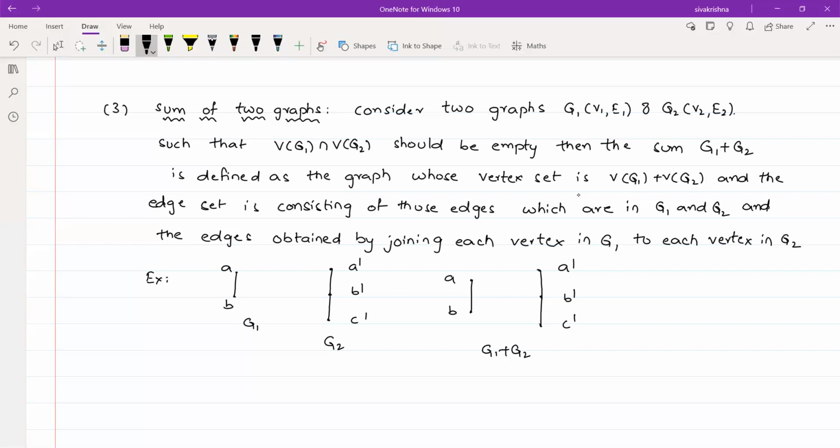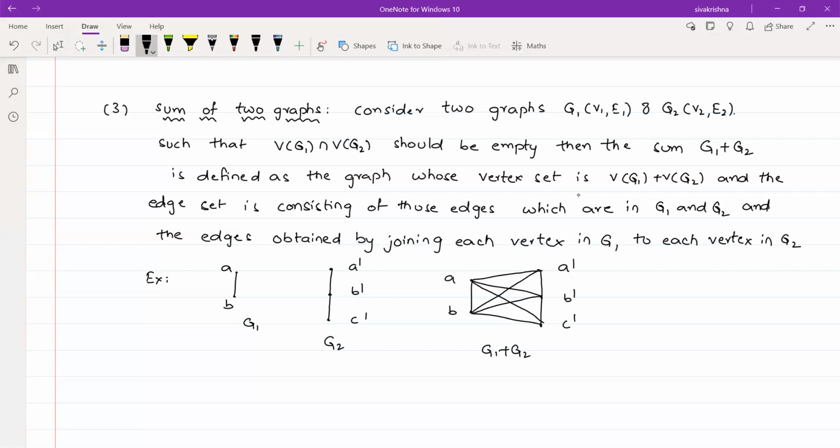It means, suppose we select vertex A, we have to draw an edge from this vertex to each and every vertex in G2. So I have drawn an edge from A to A dash. Now we have to draw an edge from A to B dash, and also from A to C dash. Coming to another vertex, that is B, we have to draw an edge from B to A dash, and also from B to B dash, and also from B to C dash.